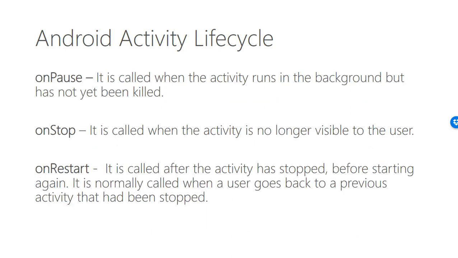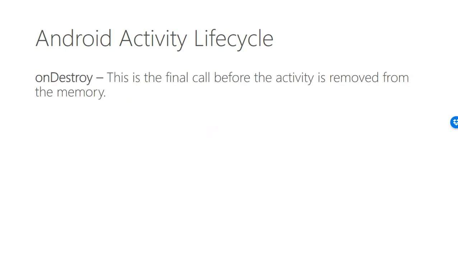OnPause. It is called when the activity runs in the background but has not yet been cleared. OnStop. It is called when the activity is no longer visible to the user. OnRestart. It is called after the activity has stopped, before starting again. It is normally called when a user goes back to a previous activity that had been stopped. OnDestroy. This is the final call before the activity is removed from memory.